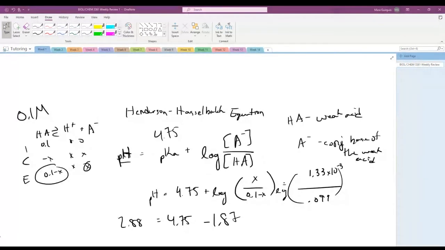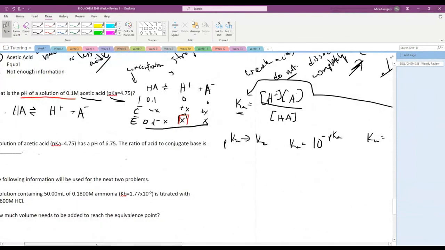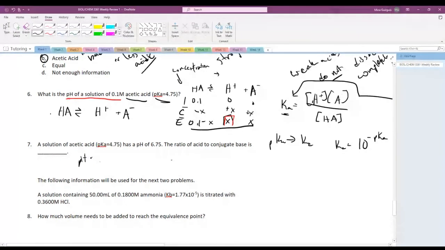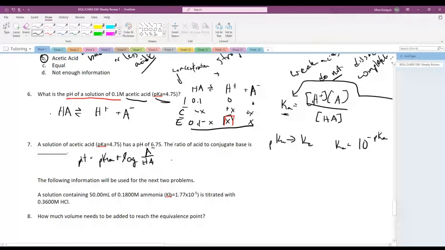Okay, there we go. I apologize, I wasn't scrolling very well. So number 7, a solution of acetic acid has a pH of 6.75. The ratio of acid to conjugate base is blank. Okay, so let's think about this with respect to the Henderson-Hasselbalch equation. pH equals pKa plus log base over acid. Okay, it's asking us for a ratio now.